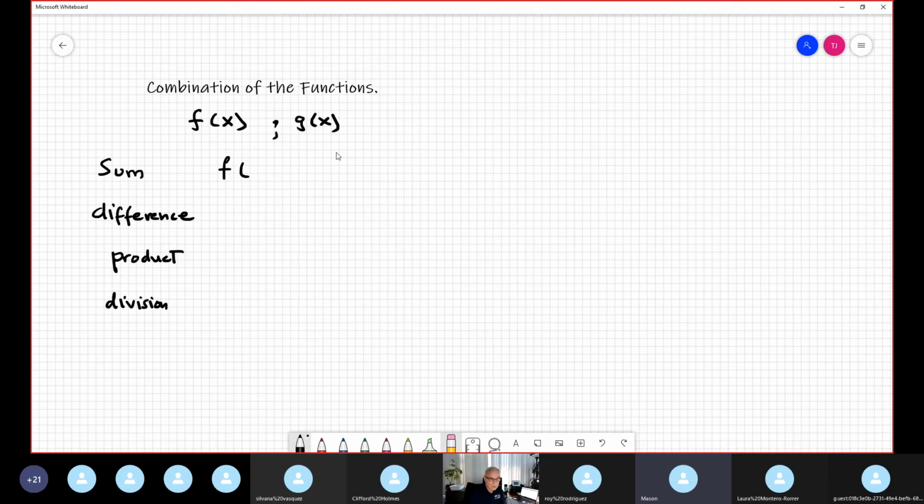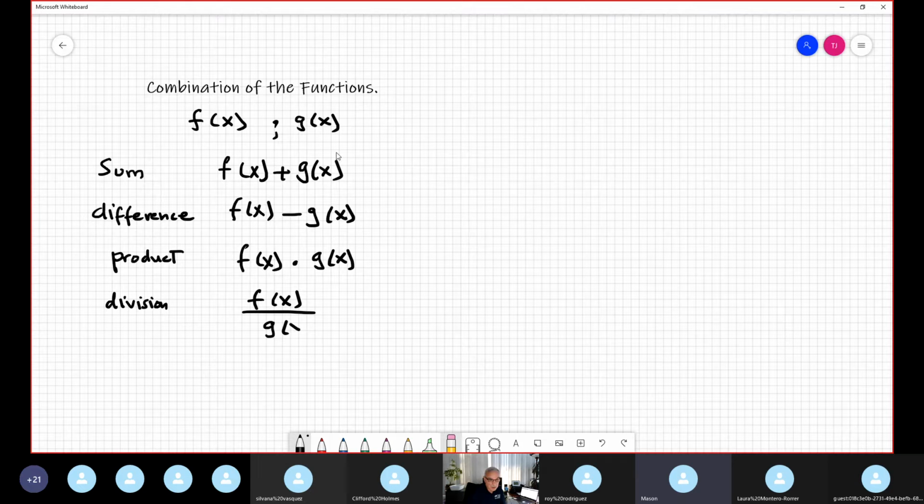For the arithmetic operations, adding the functions; subtracting the functions, under the supposition that f is the minuend and g is the subtrahend, or opposite, whatever you want. Now multiplication, f of x times g of x, and the division. Division is f of x divided by g of x. This is not new, this is clear. However, you need to be familiar with this notation.